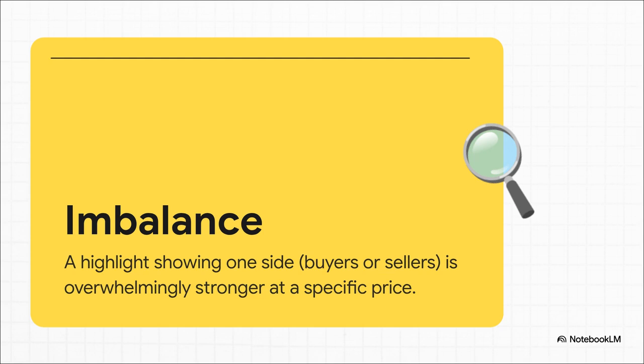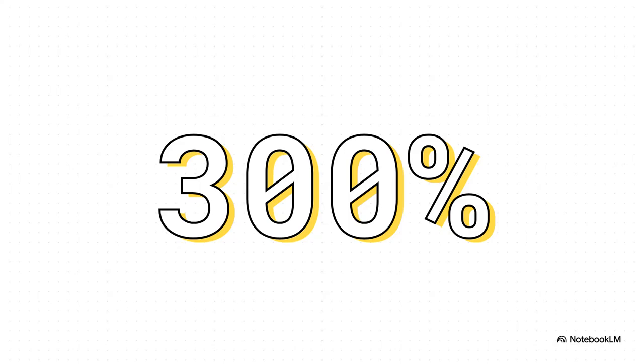Now, this brings us to our first huge clue. Something called imbalance. An imbalance is what happens when one side, either the buyers or the sellers, just completely steamrolls the other at a specific price. And the best part is, your chart will highlight this for you, automatically pointing out, hey, look here, something big is happening.